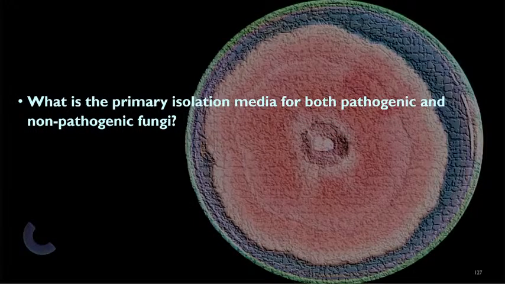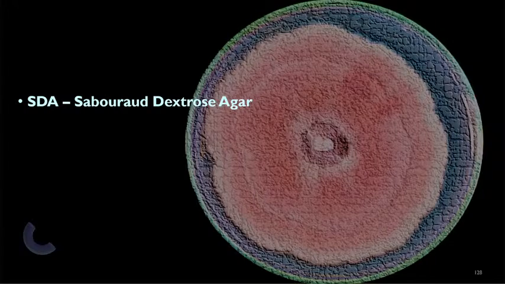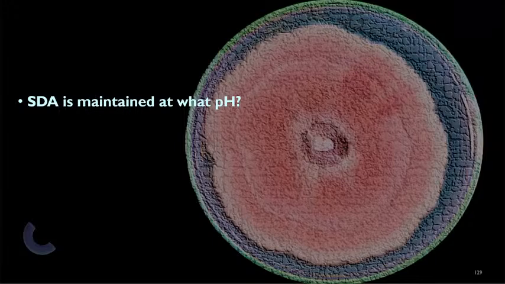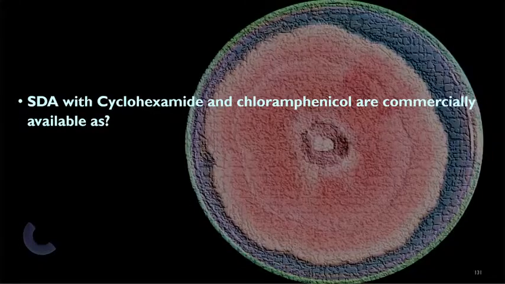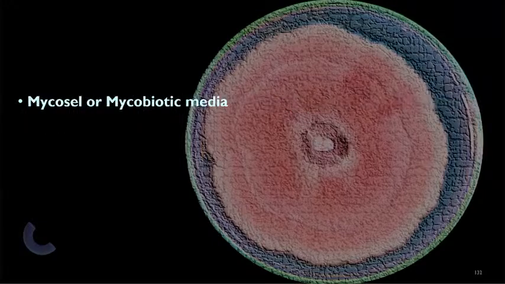Now, primary isolation media for both pathologic and non-pathologic fungi is Sabouraud dextrose agar. The antibiotic content of Sabouraud dextrose agar is basically not cycloheximide, it's chloramphenicol, just to prevent the growth of bacteria. But other fungi will be able to grow in this particular culture media. Now, SDA is maintained at a pH of 5.6 because fungi love acidic environments. Okay? Now, SDA with cycloheximide and chloramphenicol are commercially available as Mycosel or Mycobiotic medium. Okay?